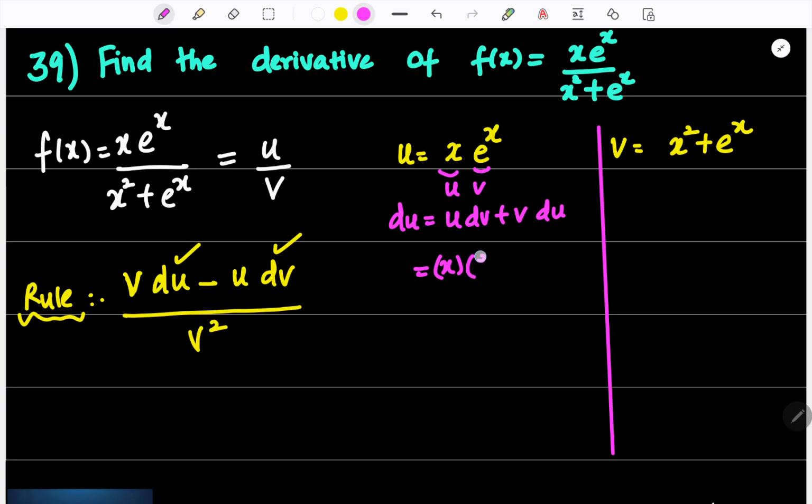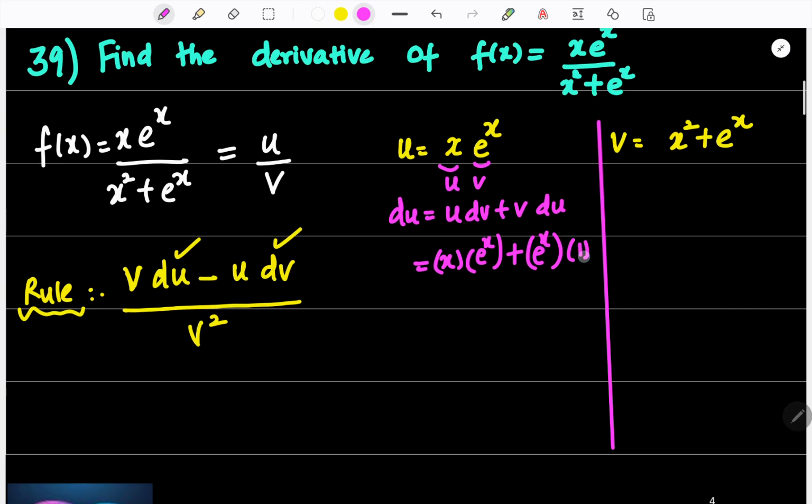What is derivative of e power x? E power x. What is v? E power x. What is derivative of u? Which is 1. So this equals x e power x plus e power x. Clear everybody?